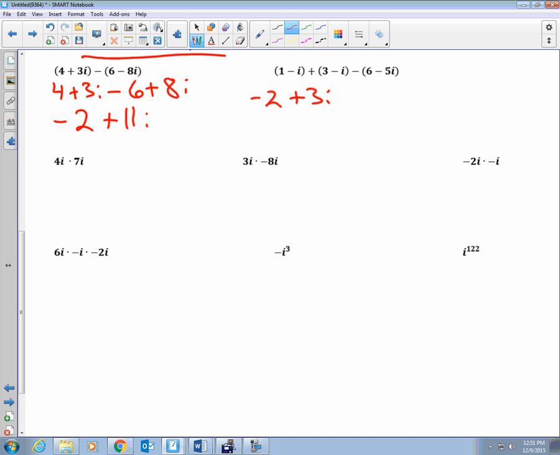You get negative 2 plus 3i. There you go. All I have to do is combine like terms. You have a real part, imaginary part. Easy so far? Okay, let's multiply them.